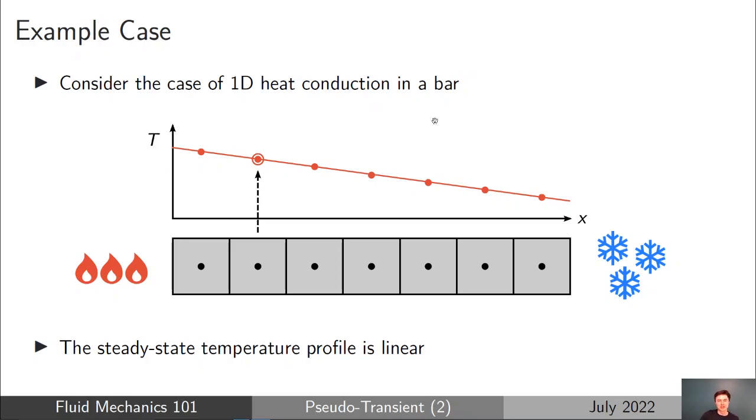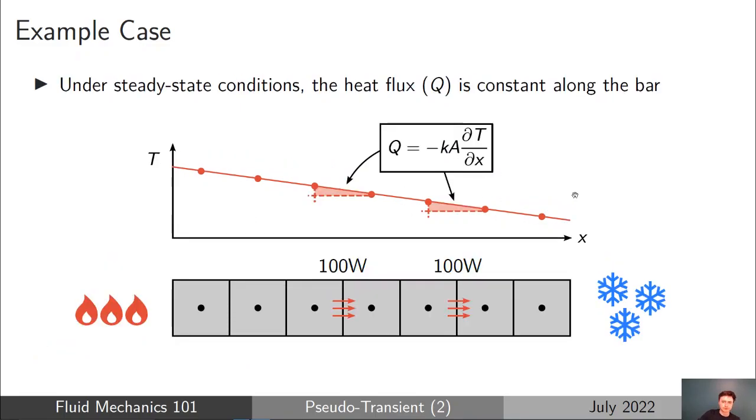The example I'm going to use is a popular example that I've used in quite a few of my previous talks, and that's the case of 1D heat conduction in a bar. At the left-hand end, the bar is hot, and at the right-hand end, the bar is cold. Under steady-state conditions with no sources of heat in the bar, the steady-state temperature profile is linear, going from hot at one end to cold at the other end.